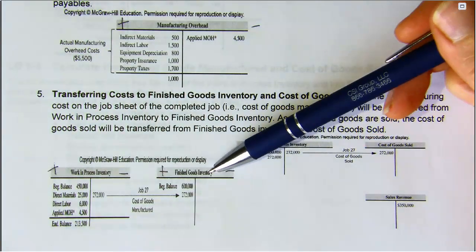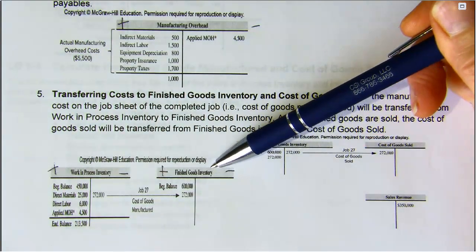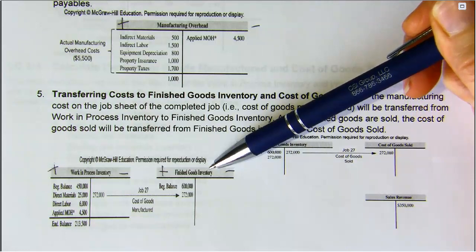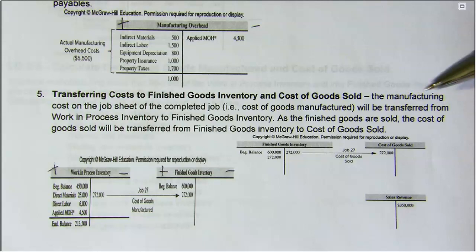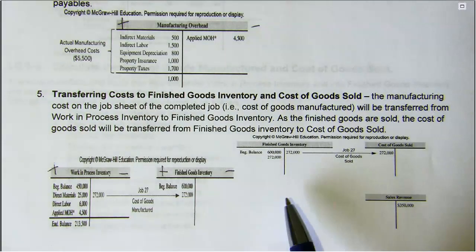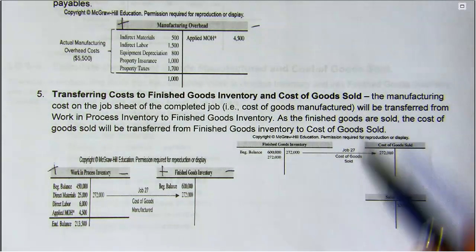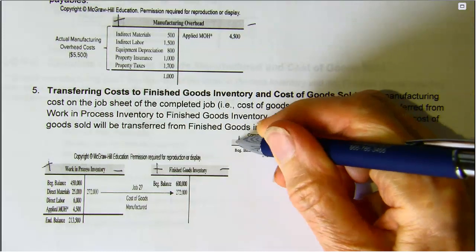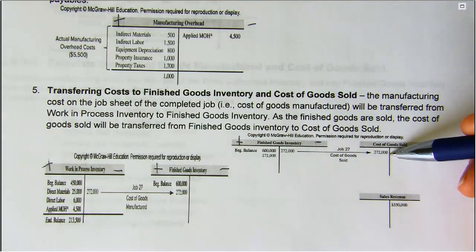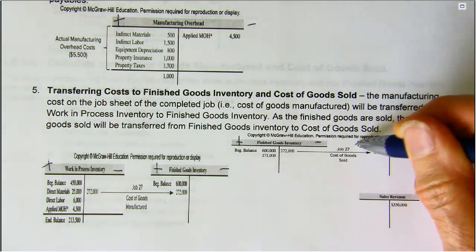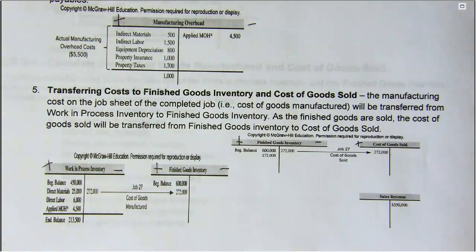The finished goods inventory is equivalent to the merchandise inventory, or just plain inventory account, that you learned about in Accounting 116. As the finished goods are sold, the cost of the goods sold will be transferred out of finished goods inventory by crediting to reduce the asset and debiting the cost of goods sold, because that's how we increase expense accounts.